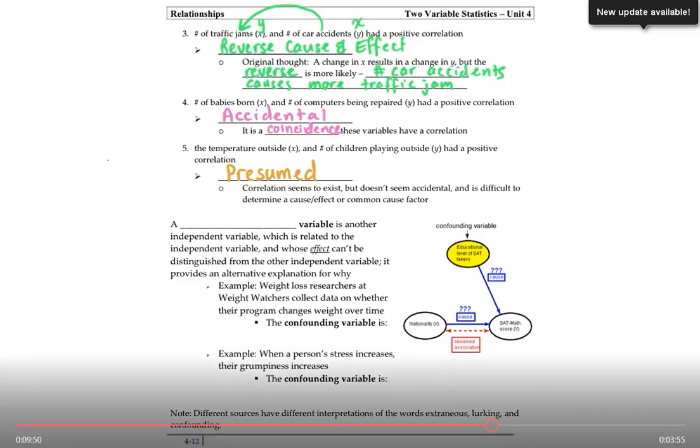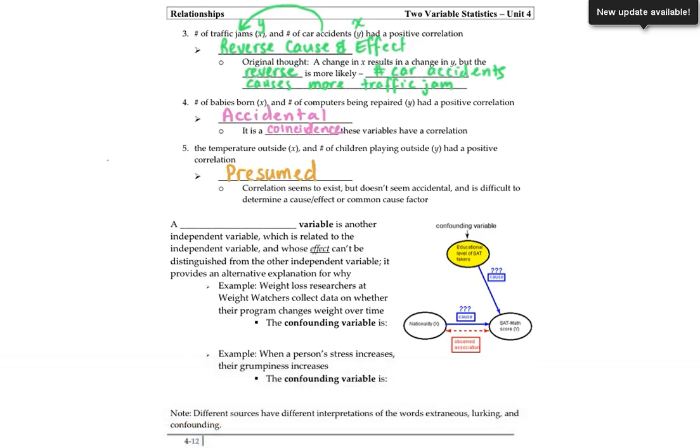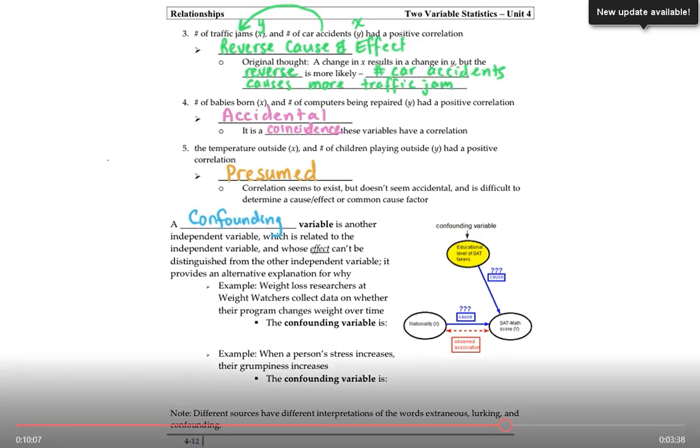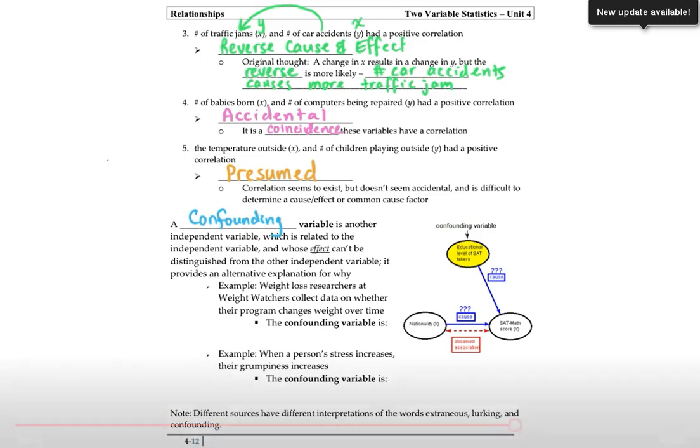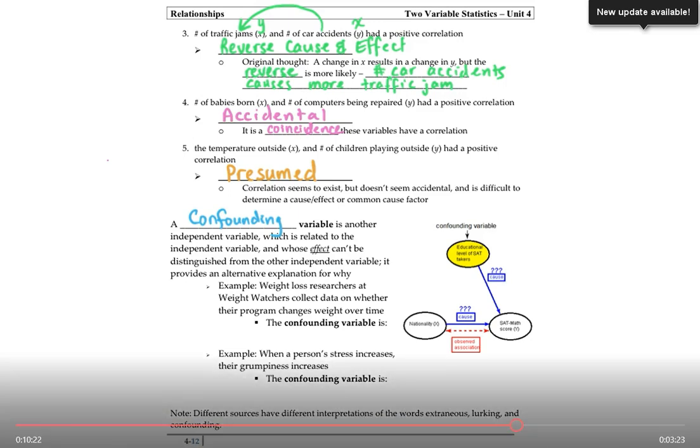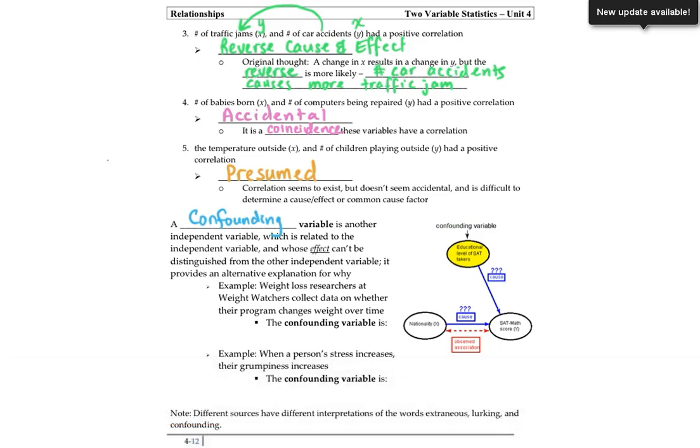Another type of external variable is called a confounding variable. A confounding variable is really just another possible x value. So you could have a relationship between your independent, your x variable, and your dependent, your y variable, but you might be thinking, is it really the x variable? Is it really this independent variable that's causing the y variable to happen? Or is it another independent variable? Or maybe it's even both together.